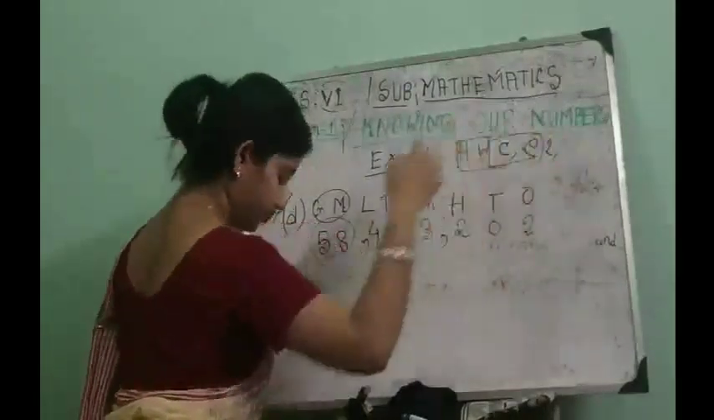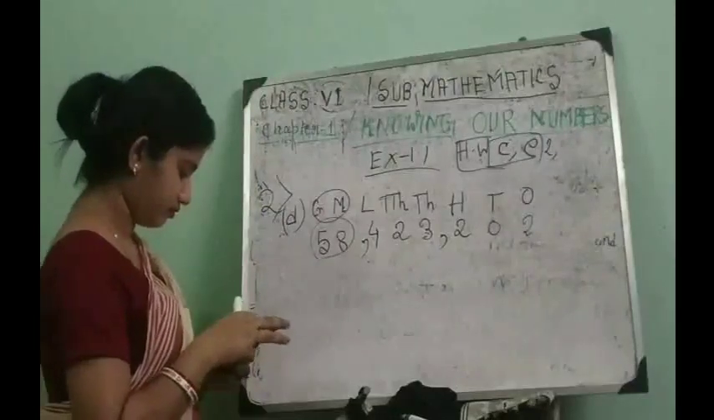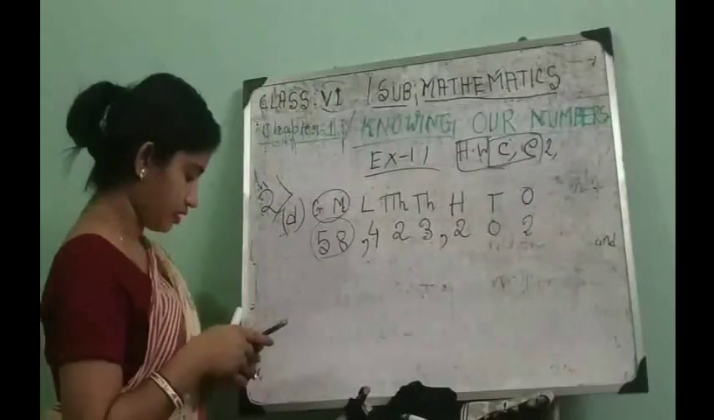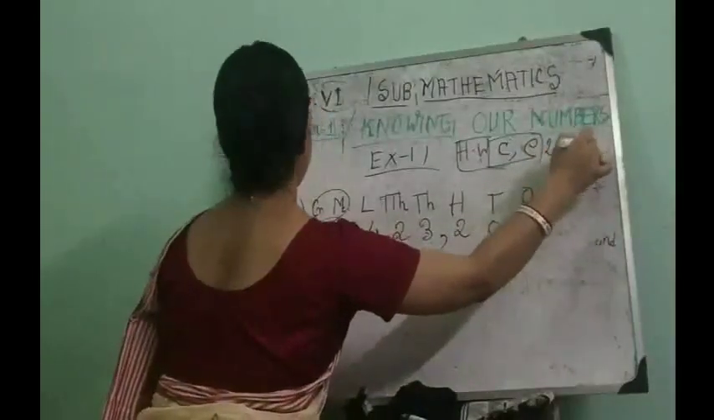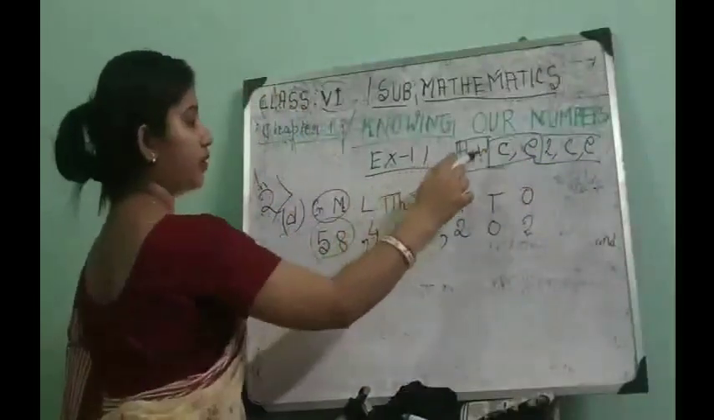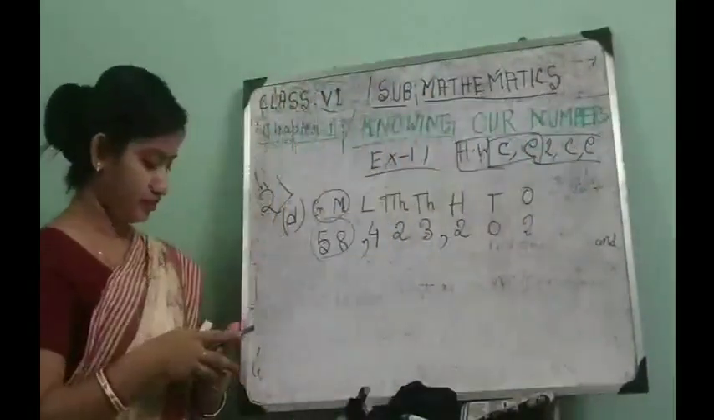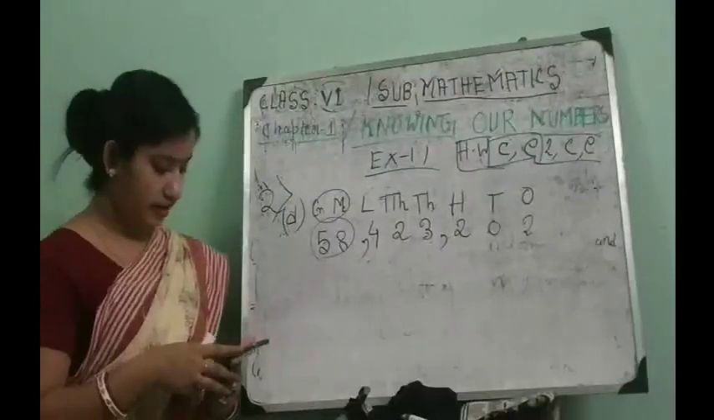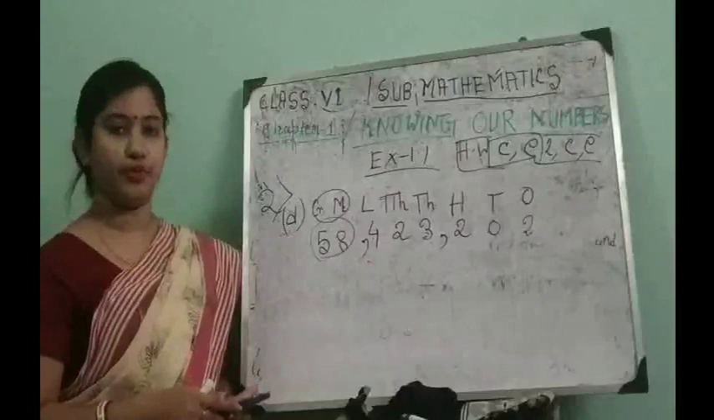So number 2, C and E. These are homework. 1 CE and 2 CE. Next day we should try number 3 and number 4. Thank you.